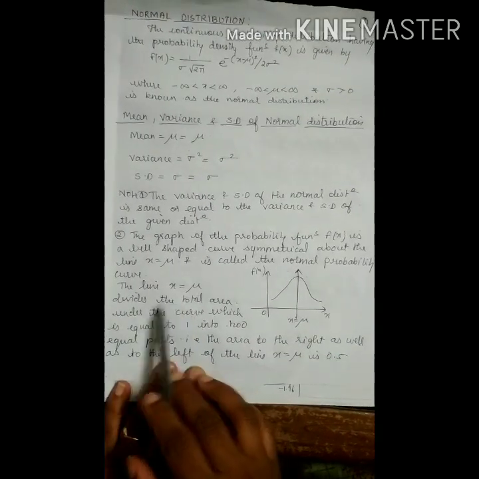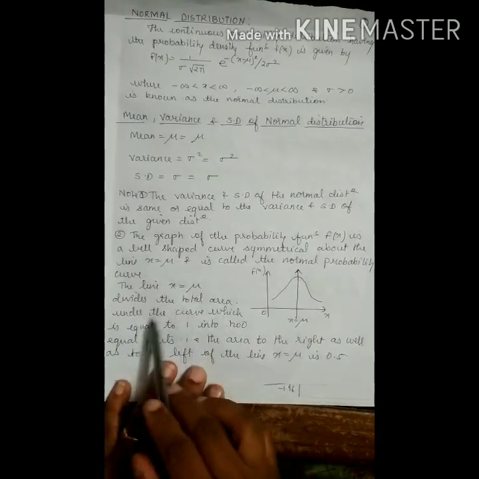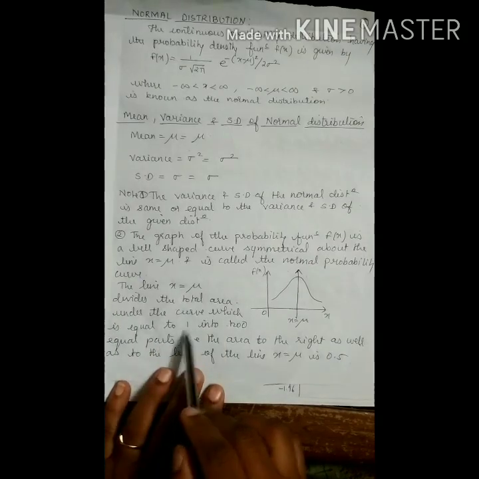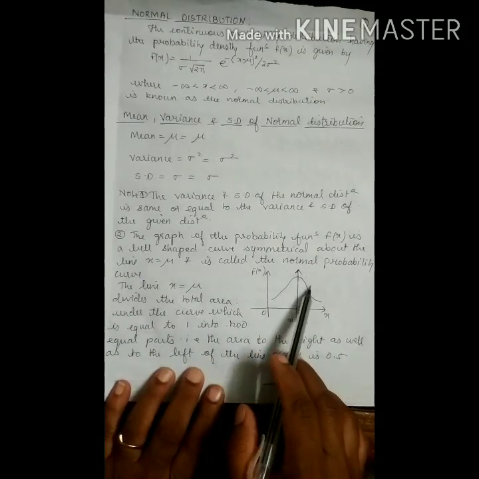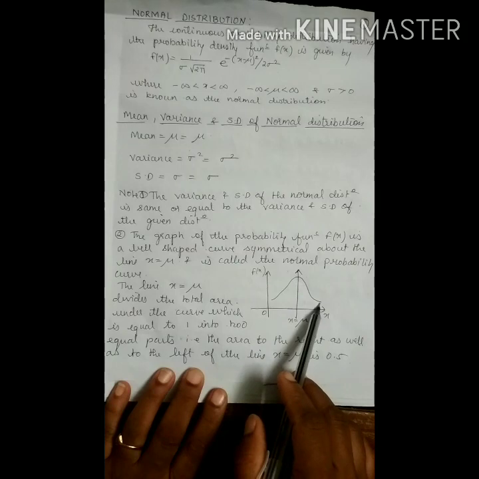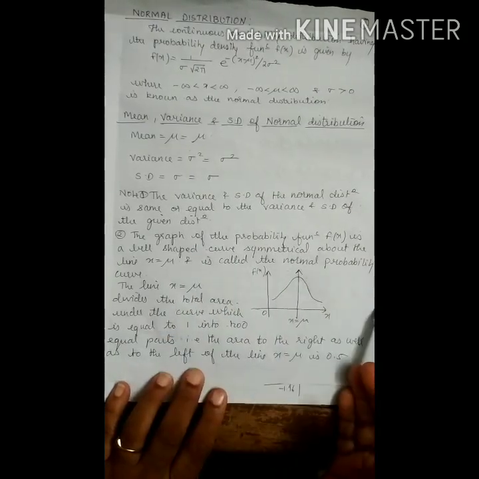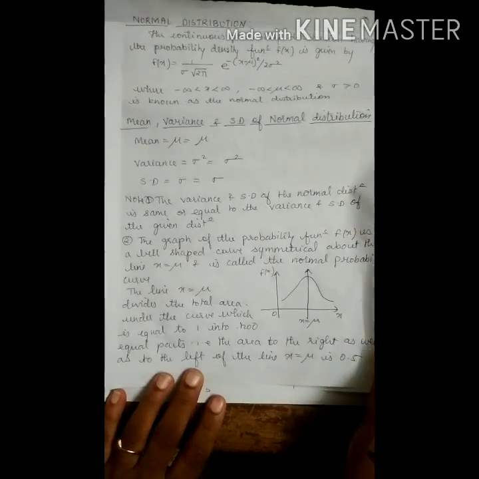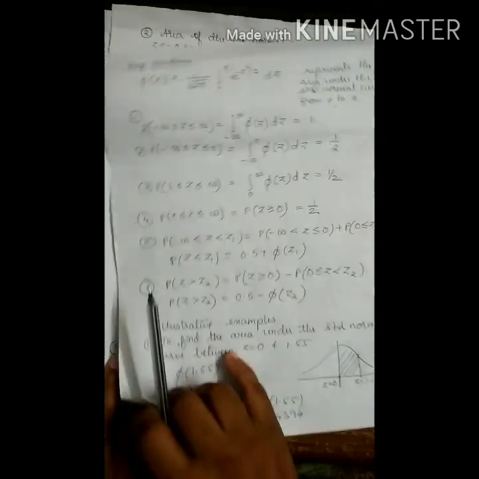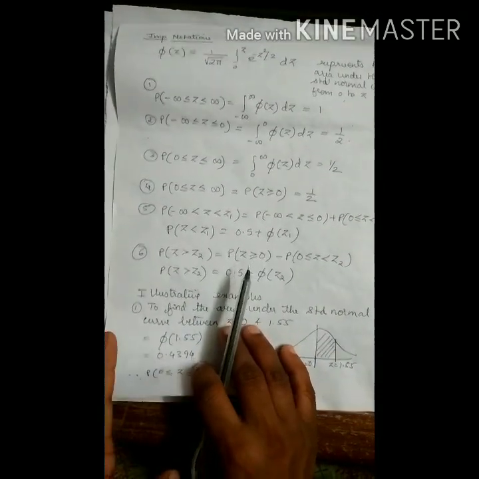The line x equals mu divides the total area under the curve, which is equal to 1. Means the total area is 1, and it will be divided 50-50. So that is 0.5 on this side and 0.5 on that side. So this is about the graph of the normal distribution.